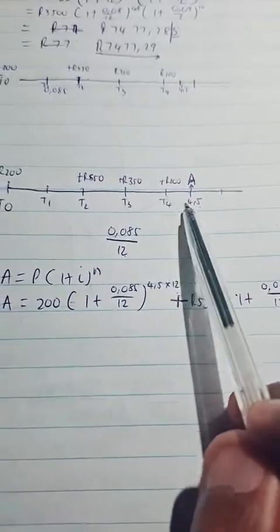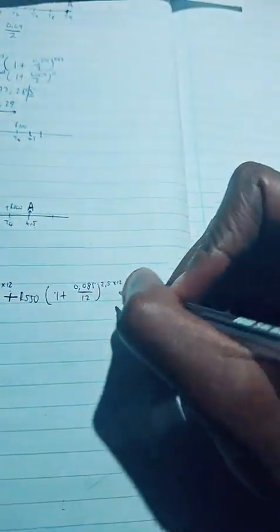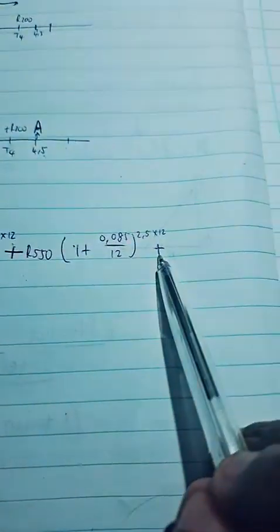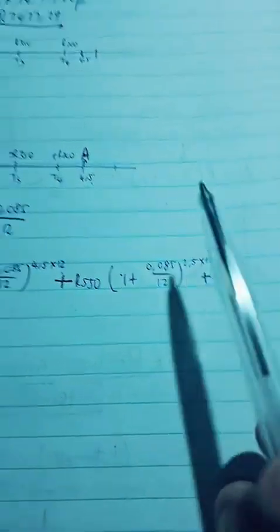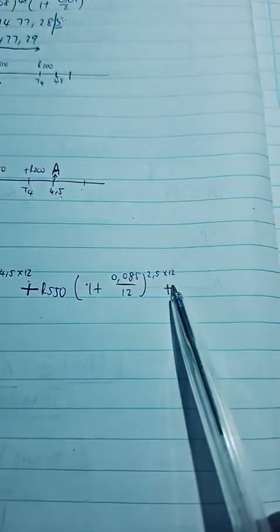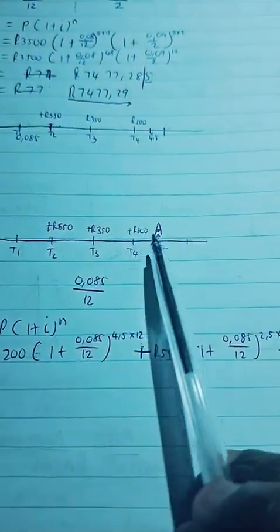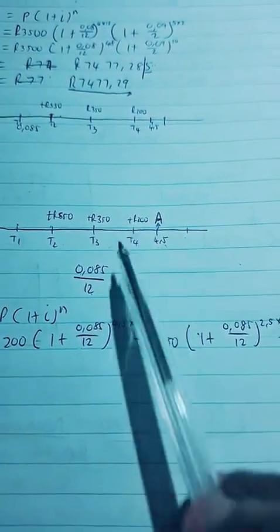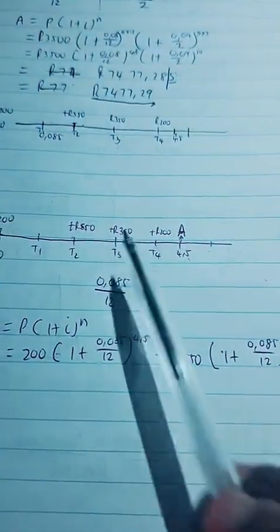For 1,5 years. So we're going to say plus. Why are we saying plus? Because this is an addition to the investment. It's a deposit into the investment. So we are going to add that amount, which is what? 350.